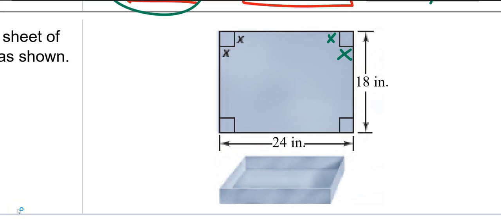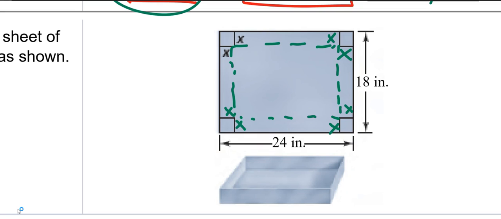Okay, folks. Why are we cutting little squares out of the corners? We're cutting those squares out of the corners so that we can fold this up. We really want to fold up the edges and make a tray. A three-dimensional tray is what we want to make. If we cut those squares out of the corners, then we can fold up those edges and make this particular shape.